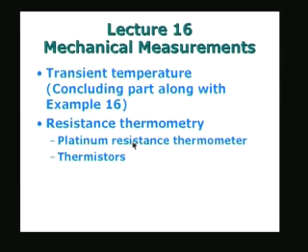2 different aspects are there. One is a platinum resistance thermometer, which is very often used, and many times we also use what are called thermistors, which are also temperature sensors, where the resistance of the element changes with respect to temperature in a definite fashion.